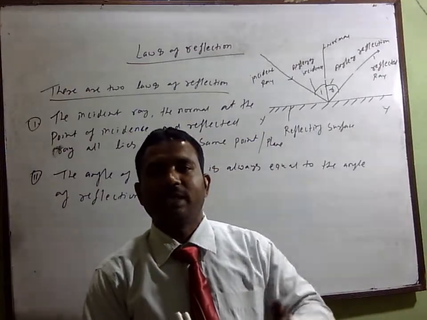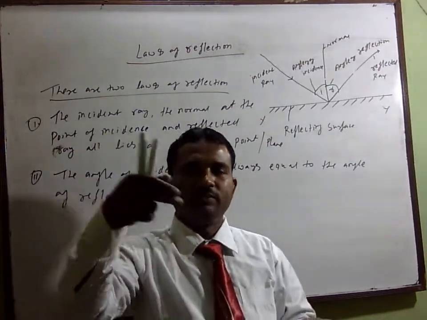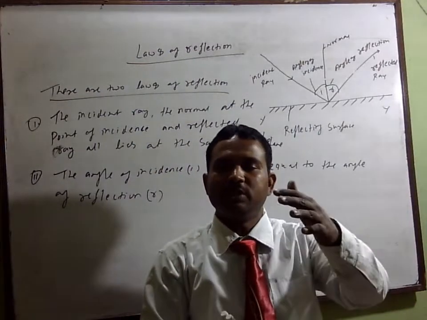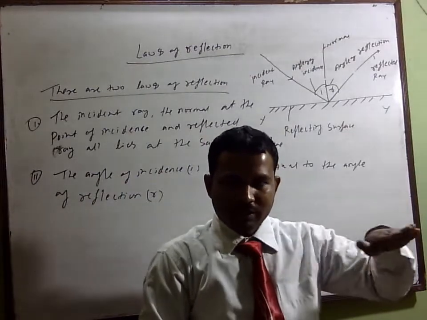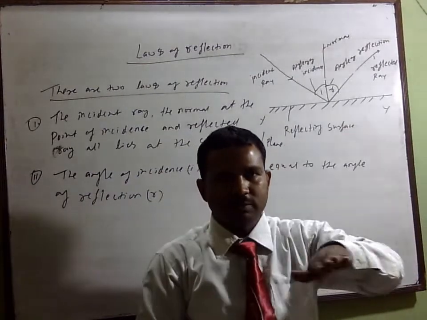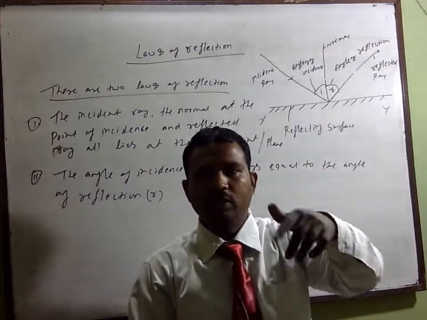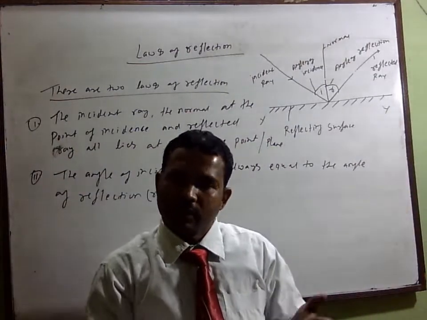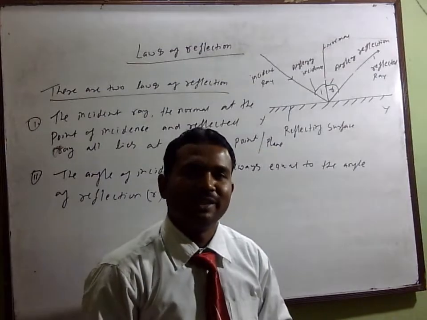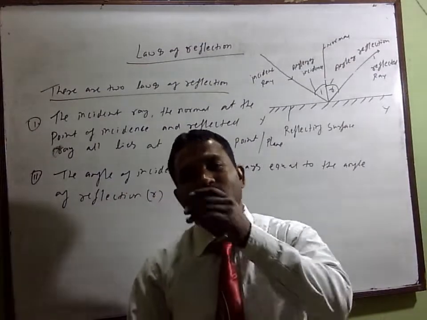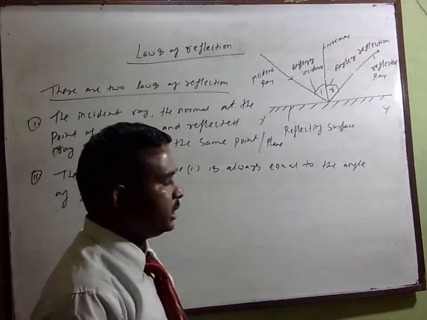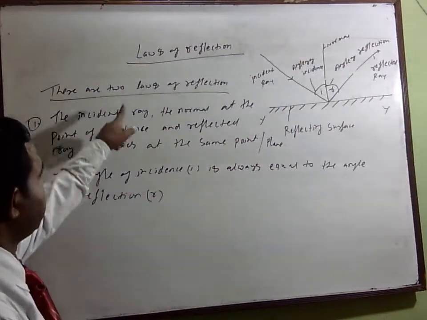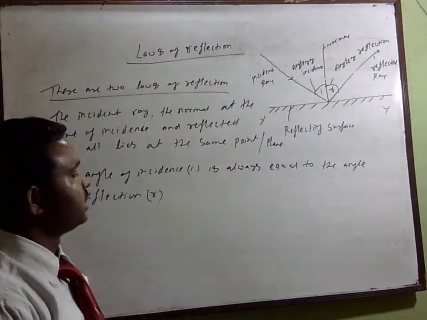Whenever light falls on a reflecting surface, that may be a plane, and the ray of light falls, it bounces back in the same medium. That is called the reflection of light. Now, it has some laws that we discuss today. We have here the laws of reflection.